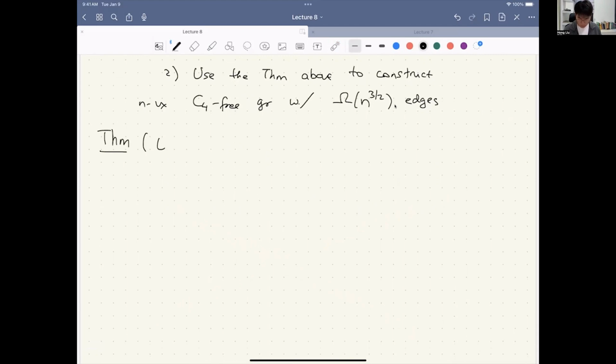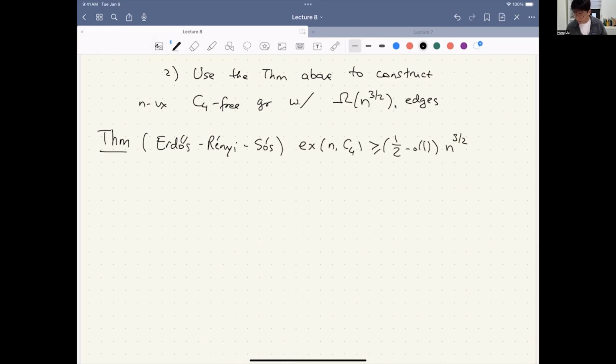This is a construction theorem of Erdős, Rényi, and Sós. The extremal number of C4 is at least, we have proved the upper bound as a topic before, now the lower bound. We're going to take lines and points in the finite field setting.